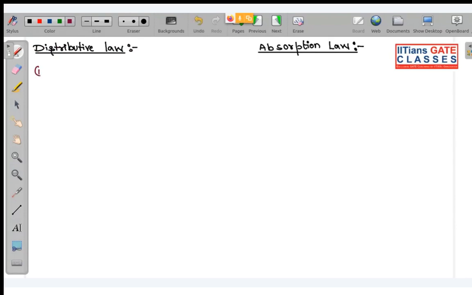Distributive property. What is the distributive property we have? So can anyone tell me what this will be? This is very simple. This will be AB plus BC. What about this one?